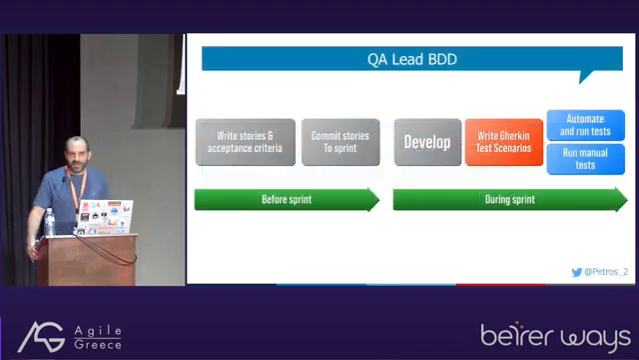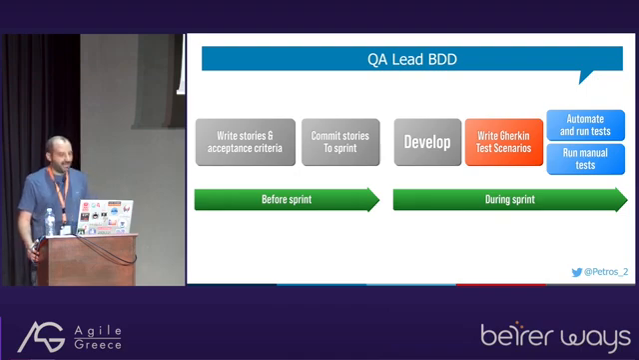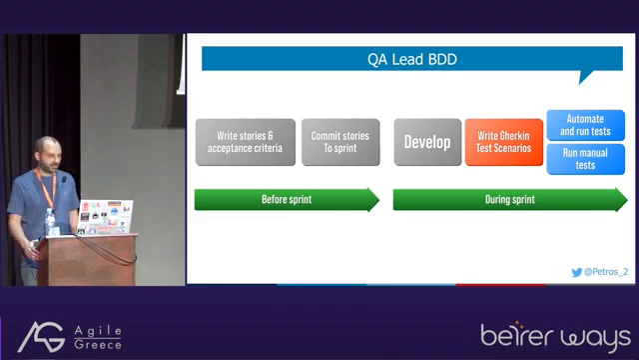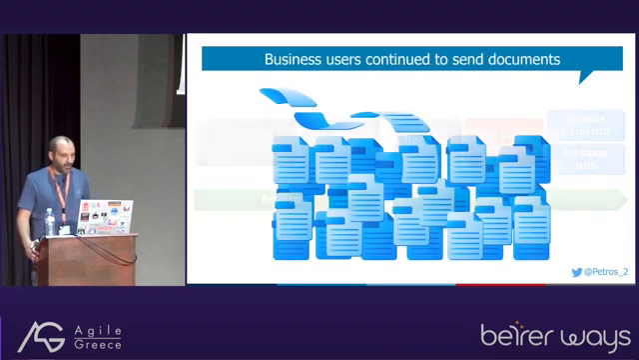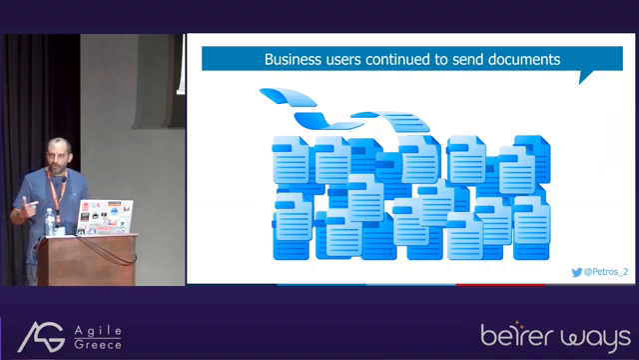We create our own feature files in order to test the scenarios. And we never had meetings with developers. We never had meetings with business users. We never had meetings with product owners. Also, users continue to send documents and emails with requirements. And feature files are derived from these documents that were all over the place. A total chaos.